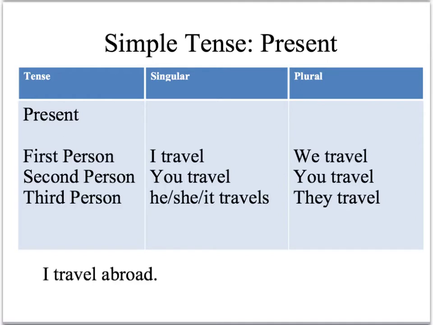The first thing we're going to look at is the simple tense. Simple tense shows actions that occur on a regular basis. The chart below is different examples of the present tense form of the verb travel. Notice, I travel will be showing an action that takes place. You travel, or he travels. Look at the example below. I travel abroad. I travel abroad is showing an action that is taking place in the present tense.